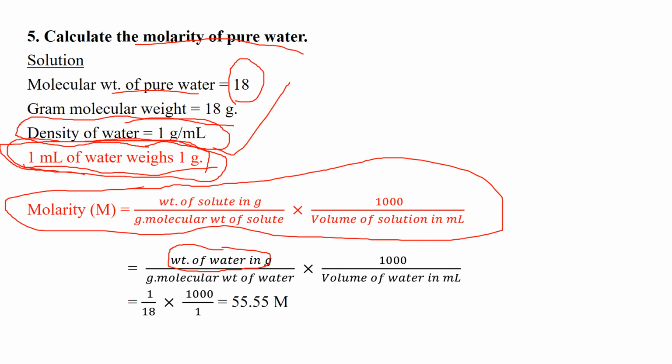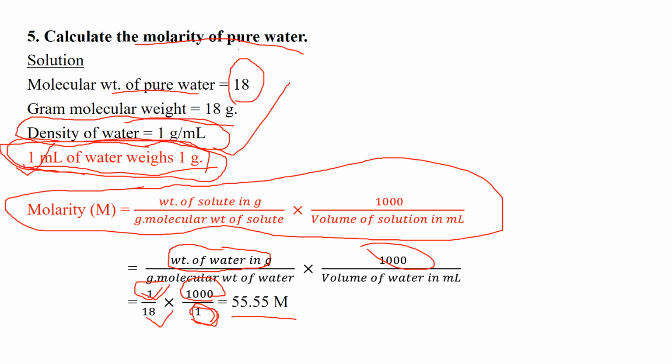Then weight of water will be 1. Then gram molecular weight of water is 18. Then 1000, here is 1000 according to the formula. Then 1 means 1 ml. Here is 1 ml. So 1 gram of water occupies 1 ml volume. That means 1 ml of water weighs 1 gram. Then 1 by 18 into 1000 by 1. This is 1 ml and this is 1 gram. Then the answer will be 55.55 molarity.